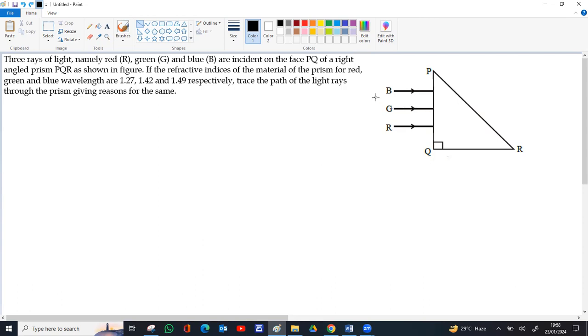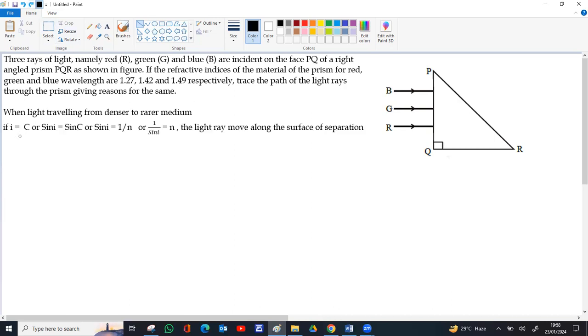In this particular case, the light is first entering from air to glass, rarer to denser. The angle of incidence is 0. So all the three light rays are supposed to go straight. Before that, we just discussed the general case, three cases, what happens when light travels from denser to rarer, for total internal reflection and no total internal reflection cases.